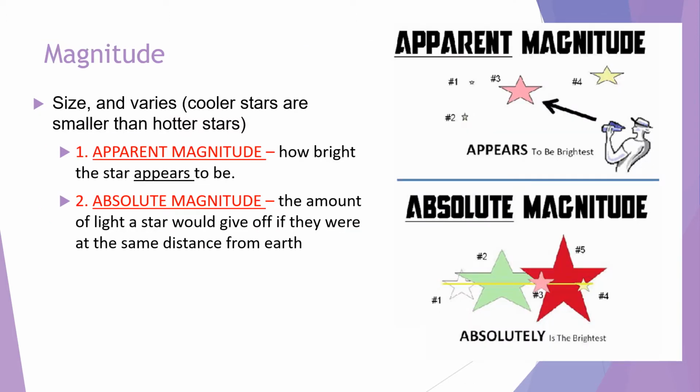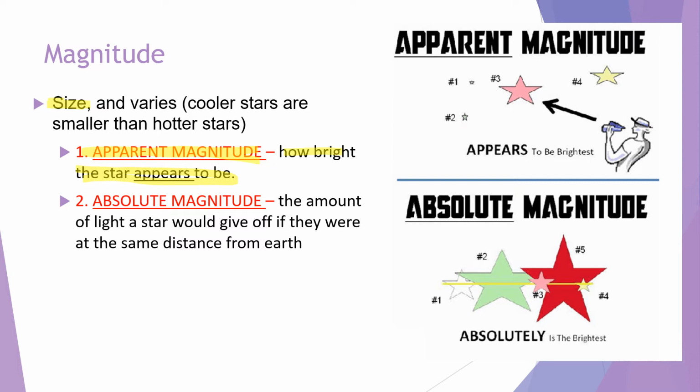Okay, so now we're going to look at magnitude of stars. So this very much has to do with the size of the stars, as well as other things. So it says here, cooler stars are smaller than hotter stars. So the smaller the star, the cooler it tends to be. But magnitude, we have two different types here that we're going to compare. So we have something called apparent magnitude, and this is how bright a star appears to be. Okay, so if you were standing in your backyard and you're looking at the stars in the sky, if you were to say, oh, that star appears or looks to be brighter than that star, that is apparent magnitude.